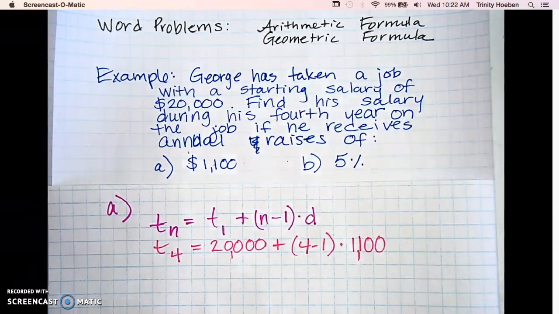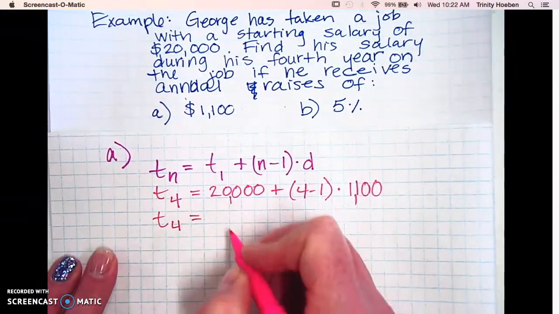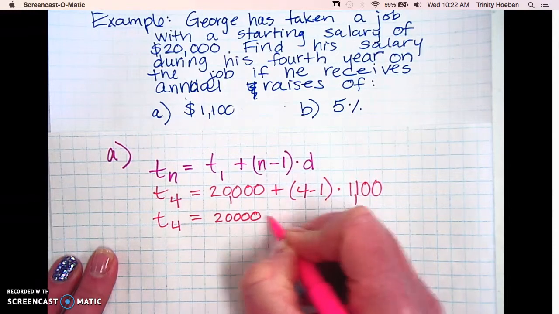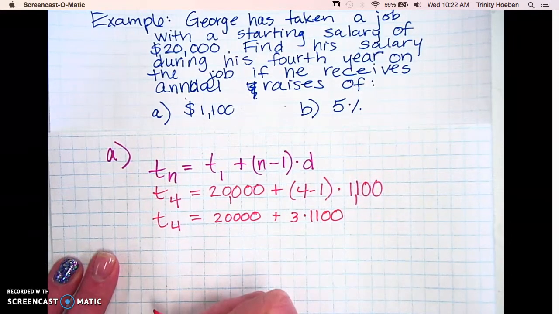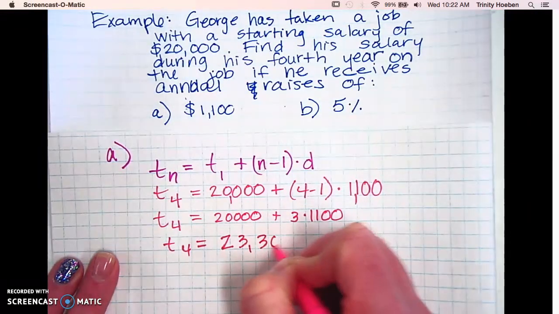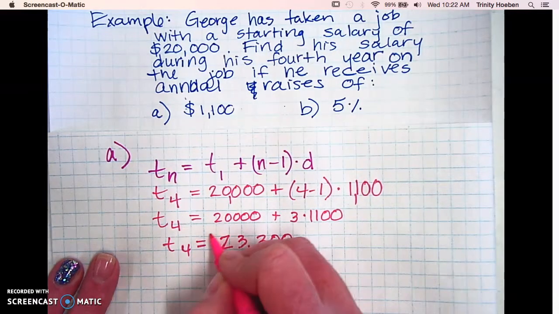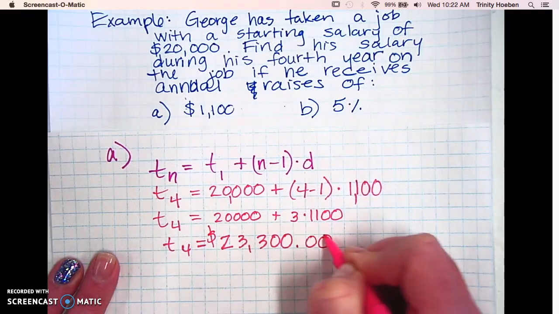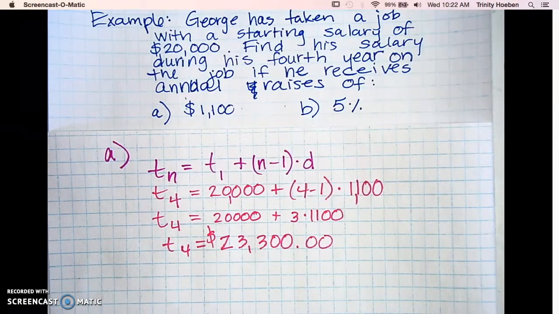Okay, so you can do this all in your calculator. So you're going to say T sub 4 equals 20,000 plus 3 times 1,100. I got 23,300. And this is his salary. This is in dollars, money. Yes? So, for the formula, you said we could also put it before the parentheses? You technically could. Yep. Okay. So the formula is going to work. Punch it in your calculator, spit it out.